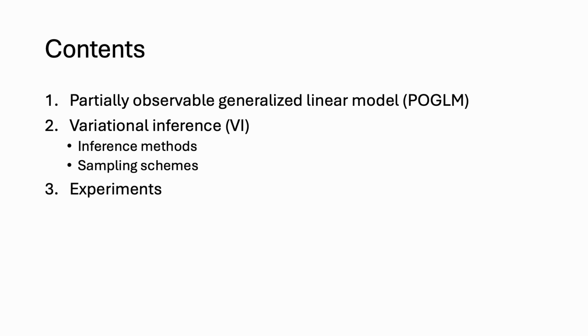I will first introduce what the POGLM problem is and how to solve it using the commonly used variational inference. Then I will illustrate two issues that exist in this problem and propose our solutions to them. Then I will show some experiments to compare the performance of different methods.